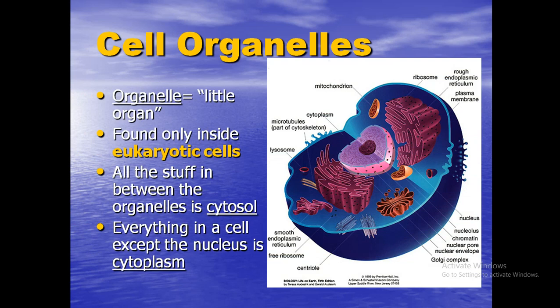So in between the organelles, what you see is cytoplasm or cytosol. Everything in a cell except the nucleus is cytoplasm. Any aqueous material that is externally bounded by the plasma membrane is the cytoplasm or cytosol.